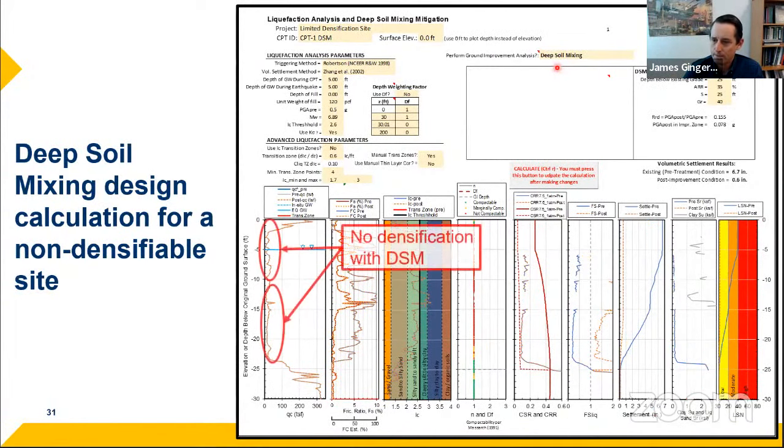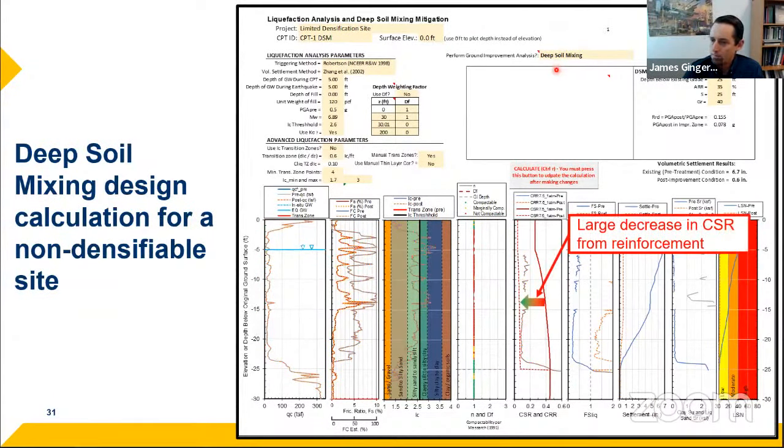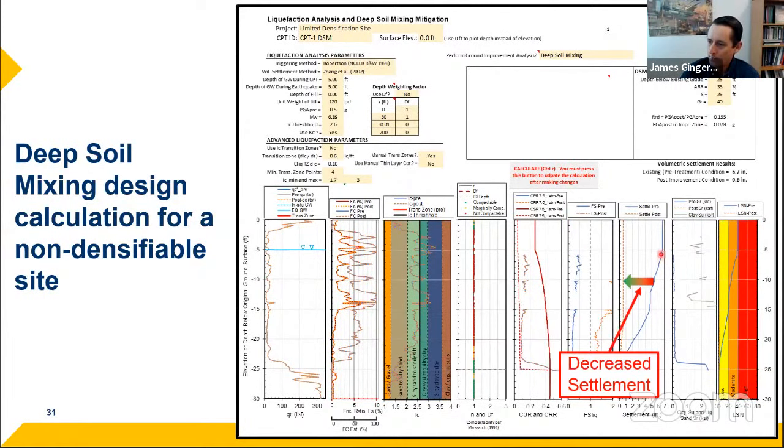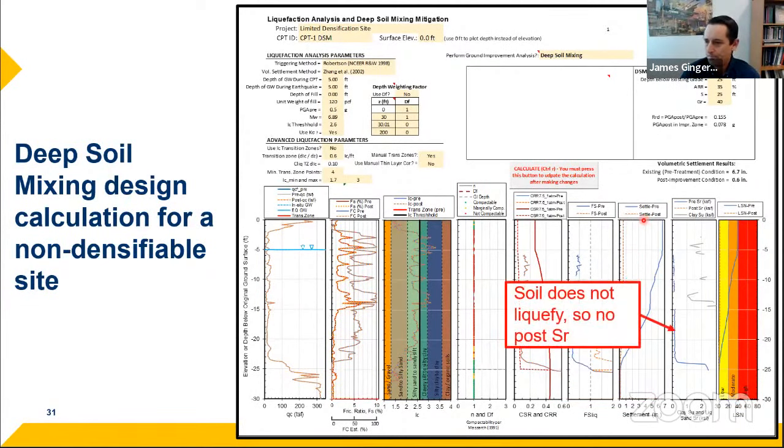But if I apply deep soil mixing, I'm not going to densify the site. But what I really do here is I take the cyclic stress ratio and I reduce it a considerable amount. That makes the factor of safety above 1, and reduces the settlements significantly. And you really would have no settlements to the structure because it's supported directly on the DSM.